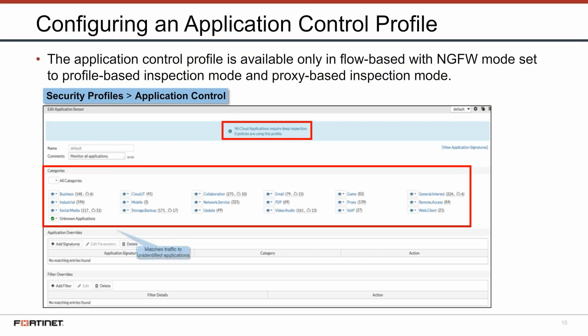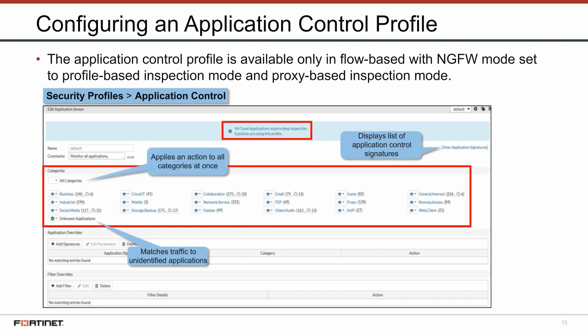The application control profile is configured on the application control page. You can configure actions based on categories, application overrides, and filter overrides. You can also view the list of application control signatures by clicking View Application Signatures. At the top of the application control profile page, you will see a summary of how many cloud applications require deep inspection. Cloud applications that use SSL encryption cannot be scanned without a deep inspection profile. FortiGate will need to decrypt the traffic in order to perform inspection and control application traffic.